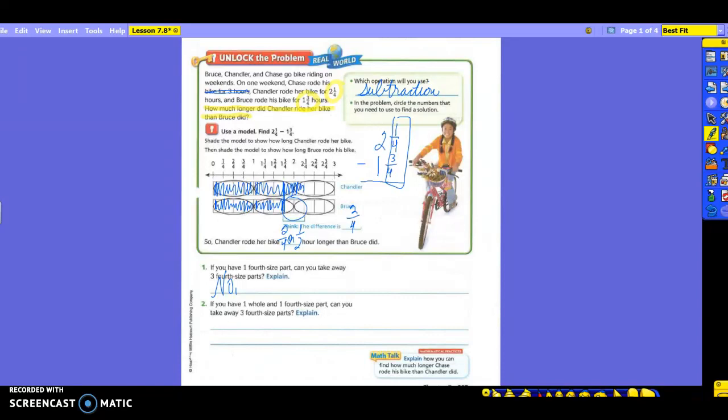Okay, so if I only have 1, I can't take a larger fraction away from that, right? So no, you can only take away what? 1. Yeah, because there's only 1 there, you can only take away 1/4 size part.